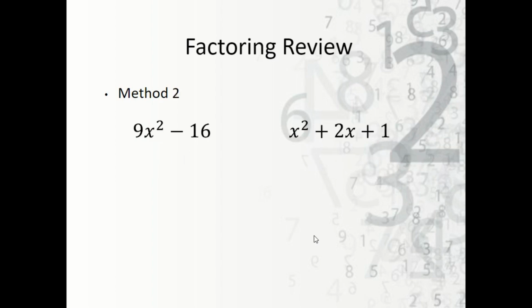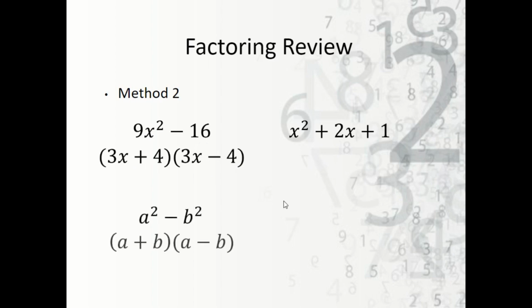So that's method 1. Method 2 is difference of squares. Remember, difference of squares says that if I have two perfect squares and their subtraction, I can take the square root of each of them and make it a plus b times a minus b. So in this case, I look at this 9x squared minus 16. Well, 9x squared is really 3x squared, and 16 is really 4 squared. So I can rewrite that as 3x plus 4 times 3x minus 4. So it follows this pattern here.